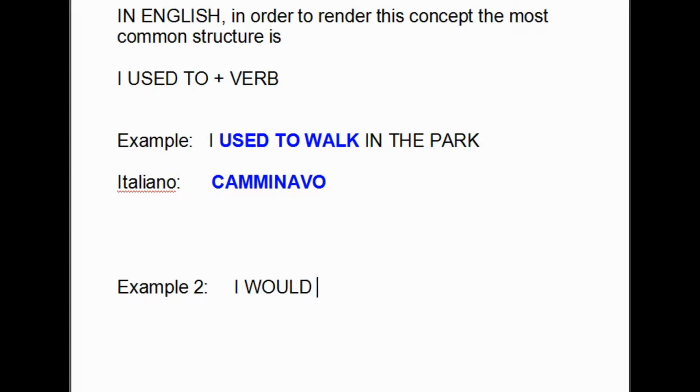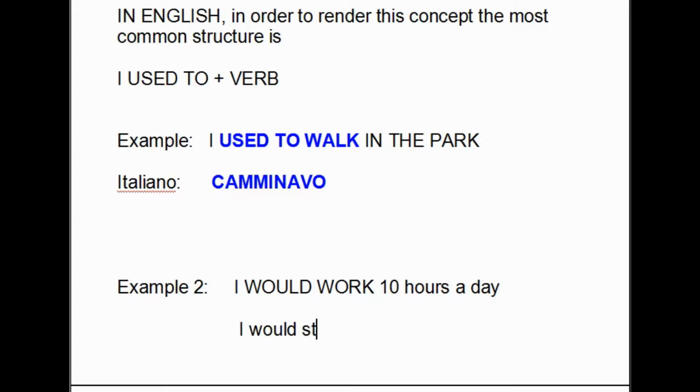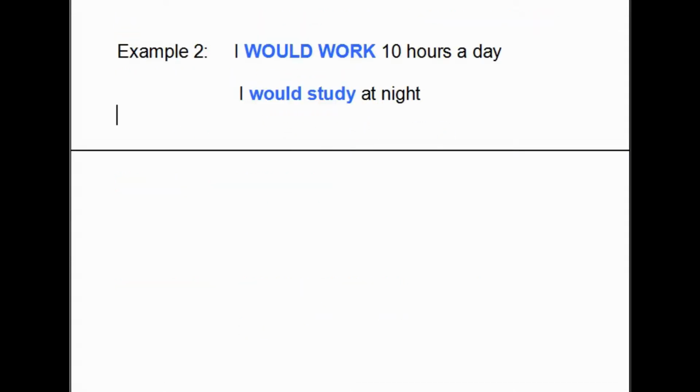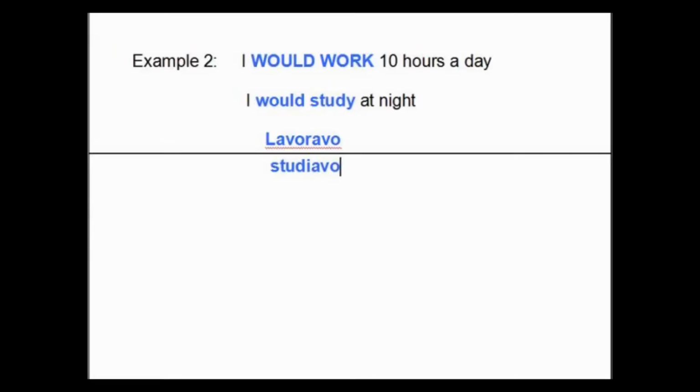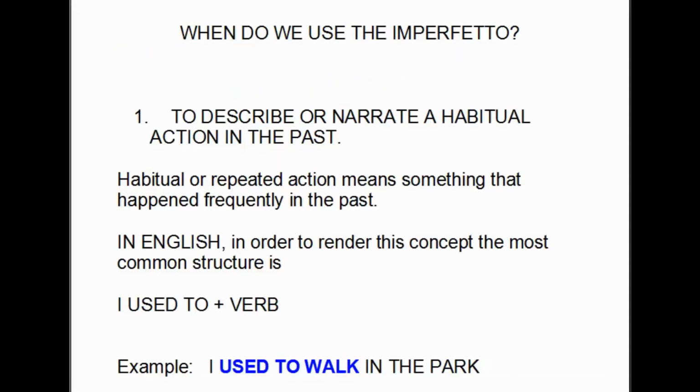In English there is another construction that expresses a frequent action in the past, and it is I would plus the verb. I would work 10 hours a day. I would study at night. And in Italiano it would be obviously io lavoravo, io studiavo. Quick review. Imperfetto in Italian describes or narrates a habitual action in the past.